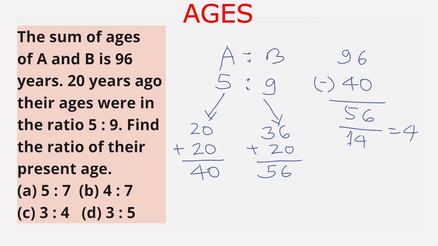This is 40 ratio 56, and you can divide 40 and 56 by 8 to get 5:7. 8 divides 40 for 5 times and 56 for 7 times. So the ratio of their present ages is 5:7. And from the given options, our answer is option A.